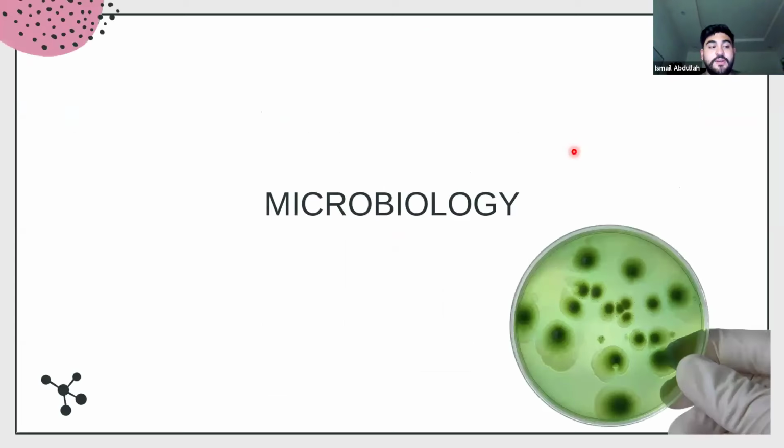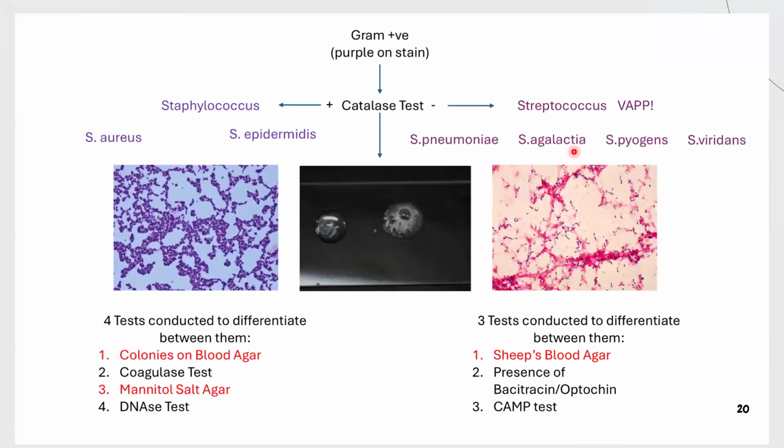So now we're done with basic laboratory, moving on to microbiology. It's going to be a very long one. So let's start. Gram-positive bacteria are going to appear purple on stain. And we have two species that you want to be very familiar with, Staphylococcus and Streptococcus. How can we differentiate between them?